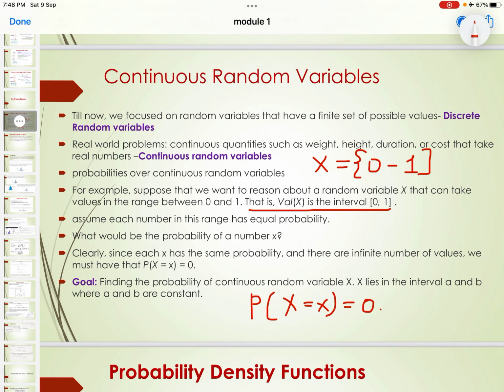Goal: finding the probability of a continuous random variable x lying in the interval a and b, where a and b are constants. So a was, suppose, 0, b was 1, and a is lying between 0 and 1.